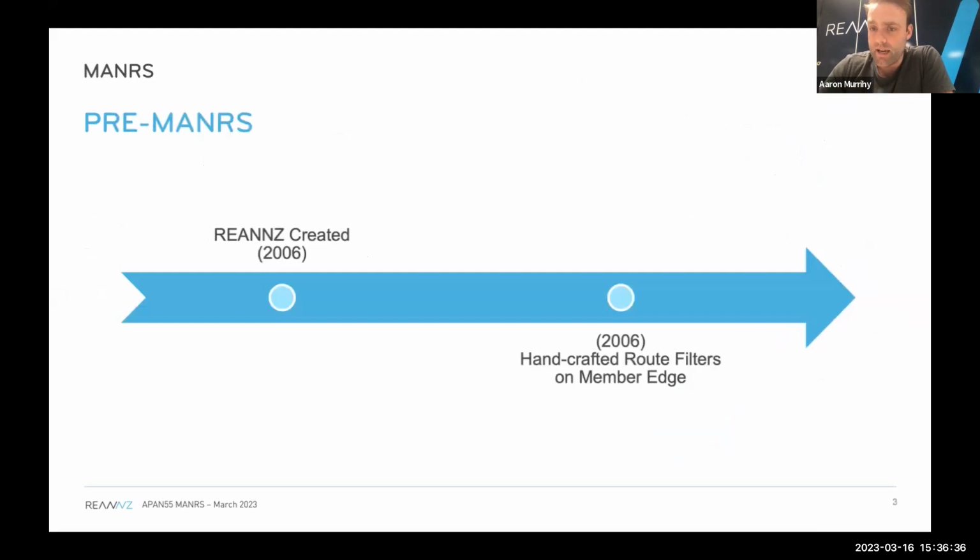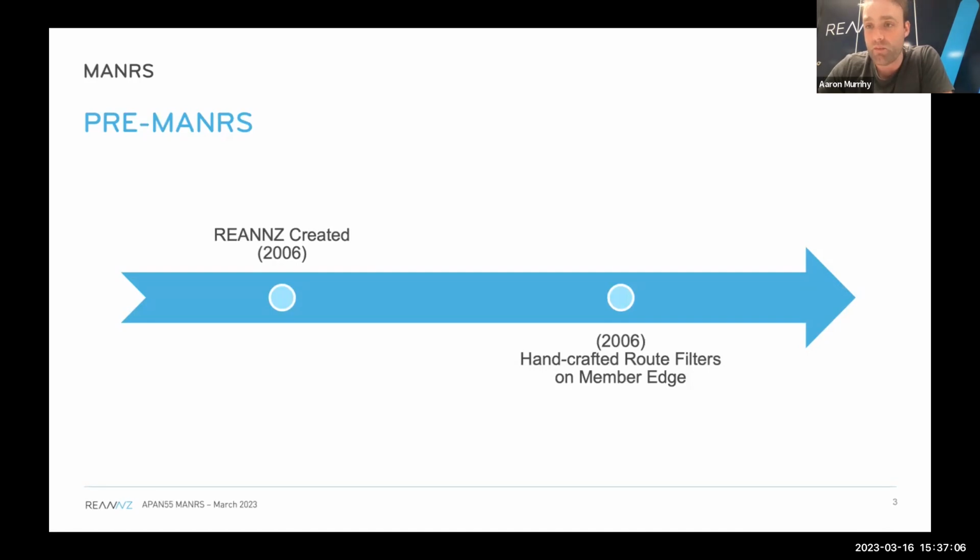So REANS started in 2006. It's actually not that long ago when you think about it. But right from our inception, we did have route filters on all of our customer connections. This was put in place by Telstra Clear at the time, who contractually ran REANS. And all of those route filters were handcrafted. That did us okay for quite some time.